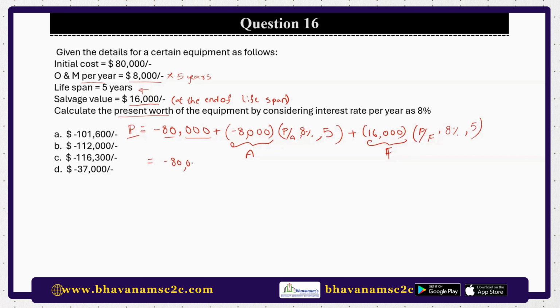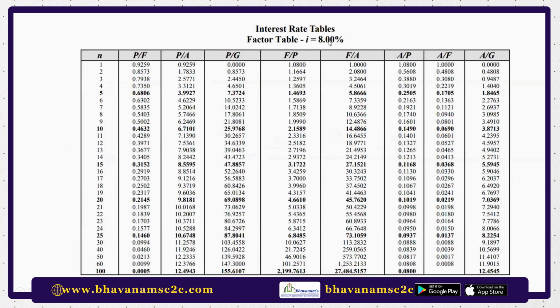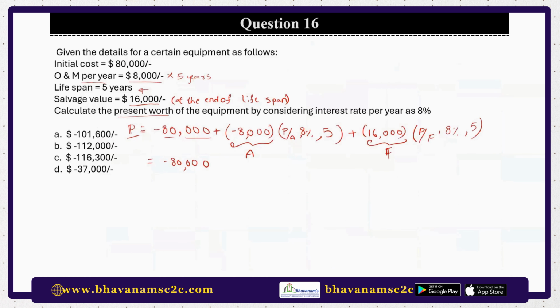Go for the table with 8% interest, 5-year lifespan. First, let's check the P by A value. Okay, P by A, 8%, 5 years. What is the value? 3.9927. So I believe so far that going through the table and finding the value is not a difficult thing for you. When it is not difficult, then your job is half done in engineering economics. Why? Because you need not go with the formula. You can go with the table and directly plug in the values within the formula. Then your answer is in front of your eyes. Okay. So it's going to be minus 8,000 into 3.9927.